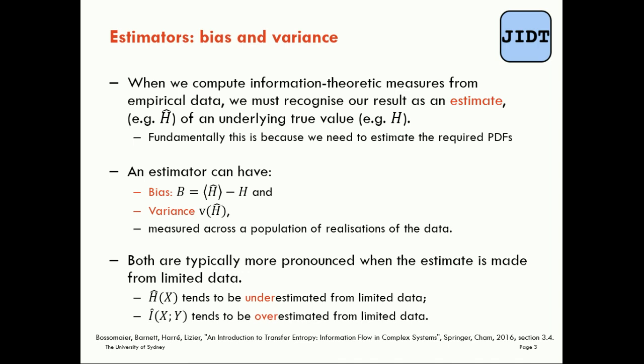In particular, our estimated entropies tend to be underestimated, and our estimated mutual information terms tend to be overestimated. This is quite important, especially for mutual information. Even if we have a true zero relationship between our variables, we can get a non-zero estimate simply due to the bias of our estimator.